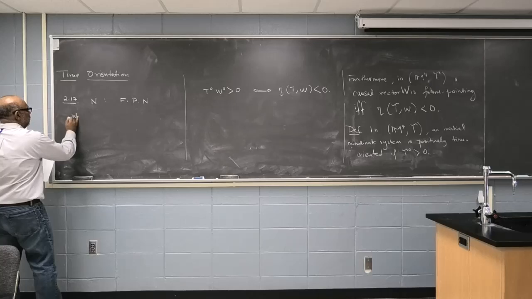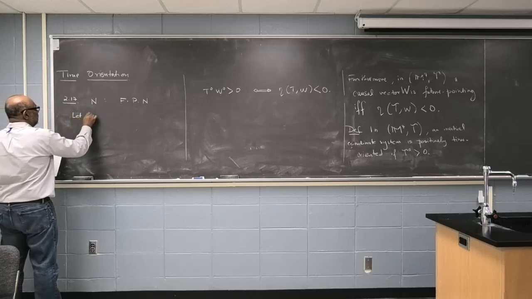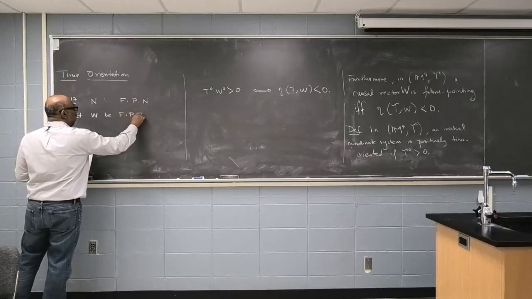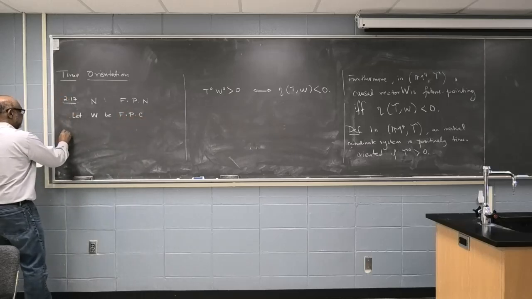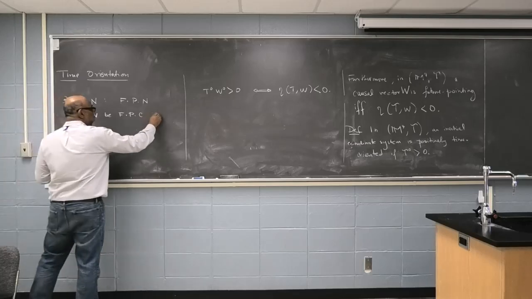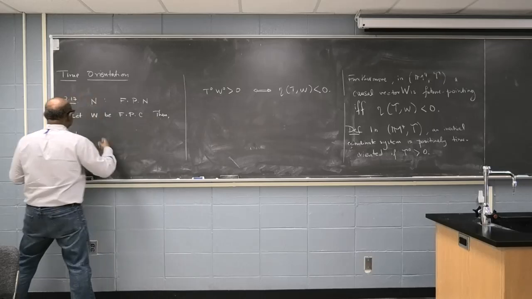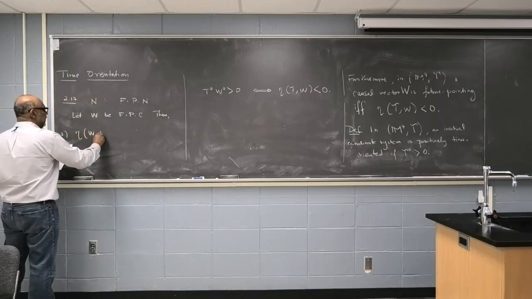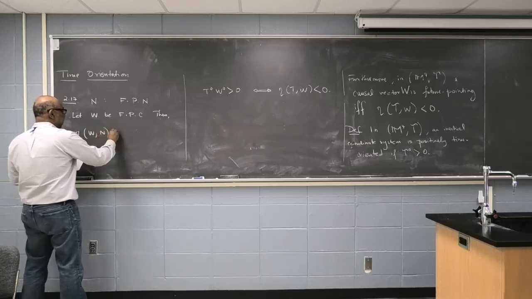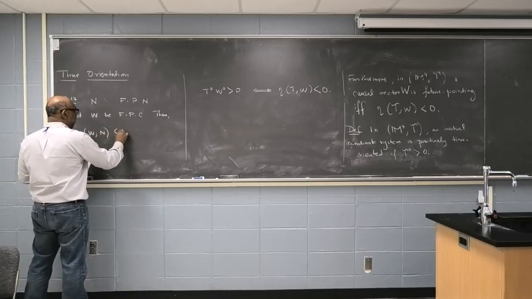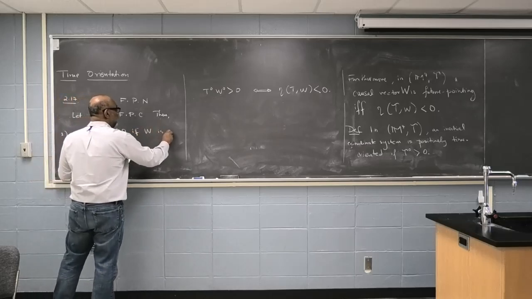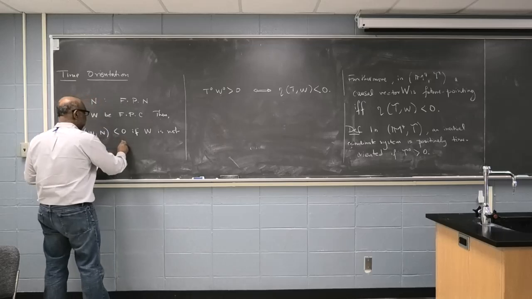Let W be future pointing causal. Then, you will show the following. I'm writing it as "then," but it's a problem. Then eta(W, N) is less than zero if W is not proportional to N.